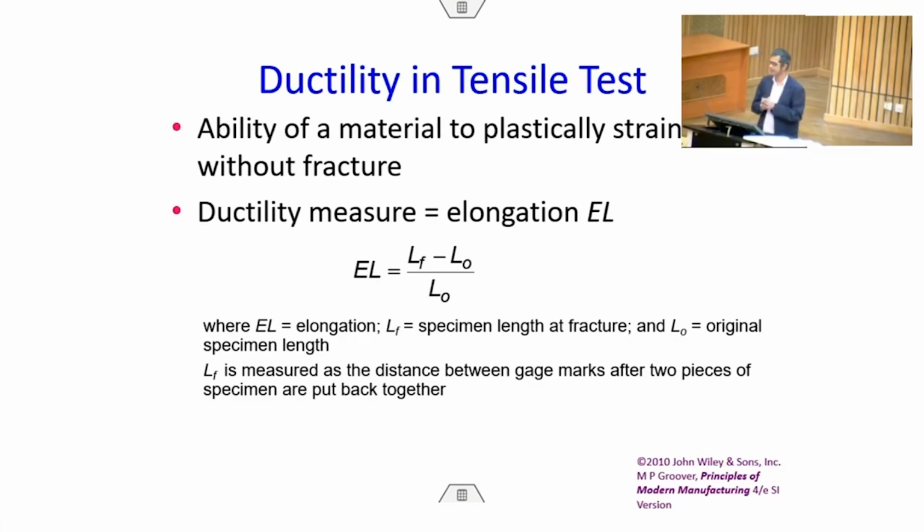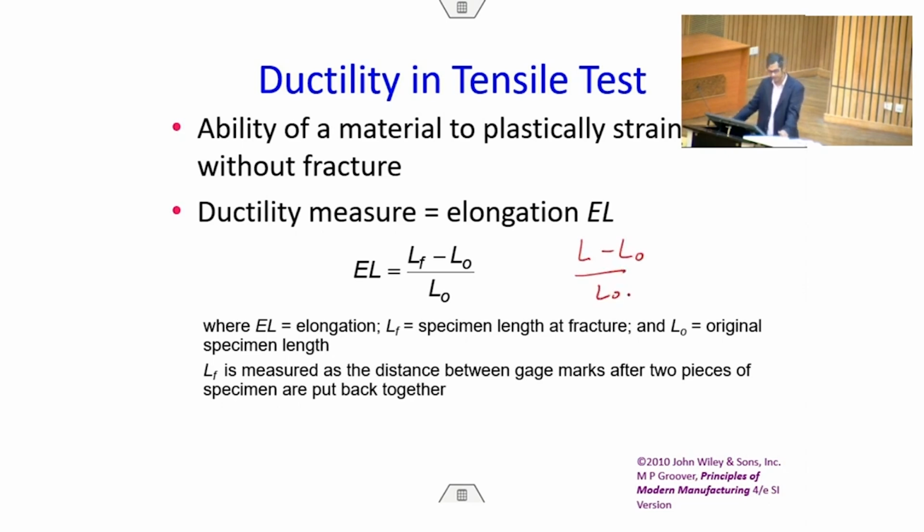What about the ductility? How do you measure ductility? The ability of any material to plastically strain without fracture is what is known as ductility. Ductility is basically measured in terms of elongation divided by the original length. I already discussed it: LF minus L0, or L minus L0, whatever you define. In the earlier slide, you defined L minus L0 by L0.